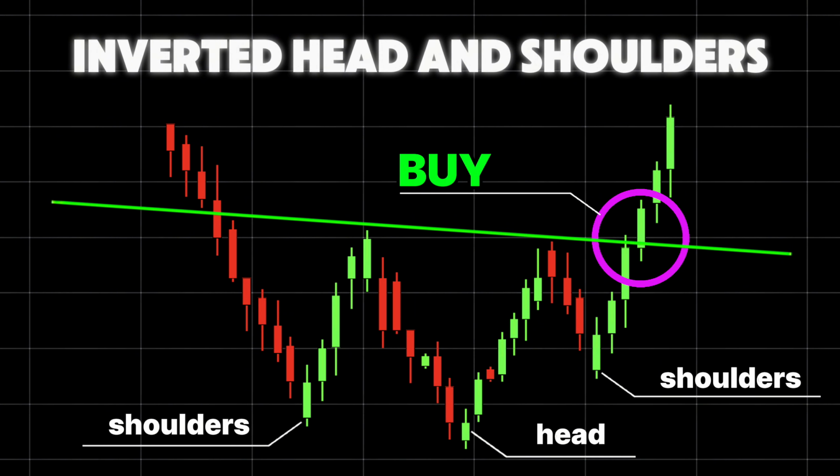Once you have identified the inverted head and shoulders pattern in a downtrend and the right shoulder has formed, you can open a buy order as soon as the price breaks the neckline. Wait for the candle to close above the neckline before entering the market to avoid a false breakout.